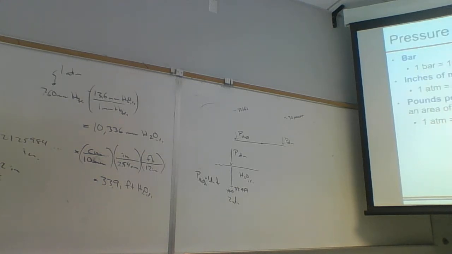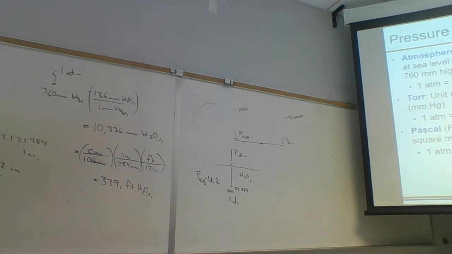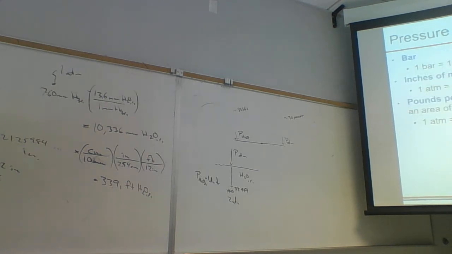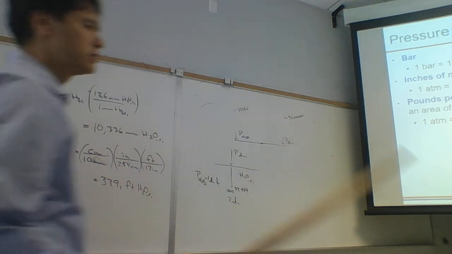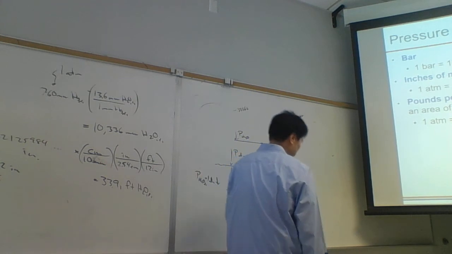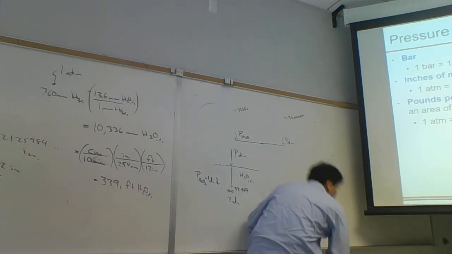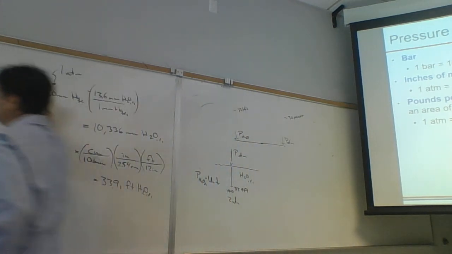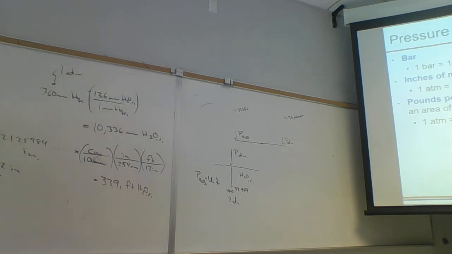Now, if you're in a metric country, they don't use atmospheres. They don't use millimeters of mercury or inches of mercury. You know what they use? Bar. And so bar is the SI unit of pressure.